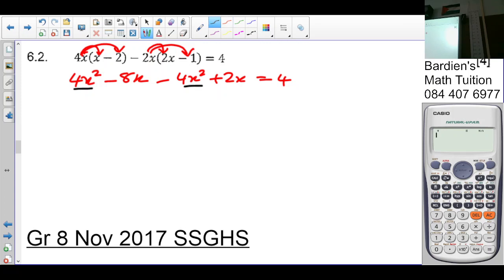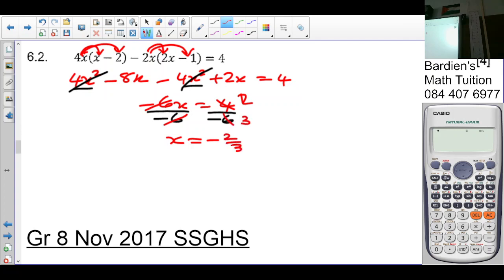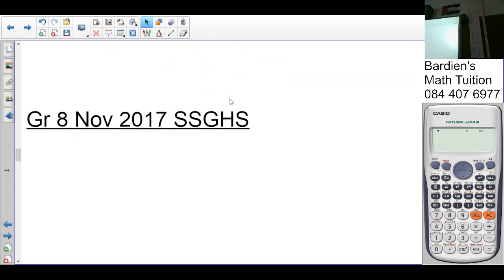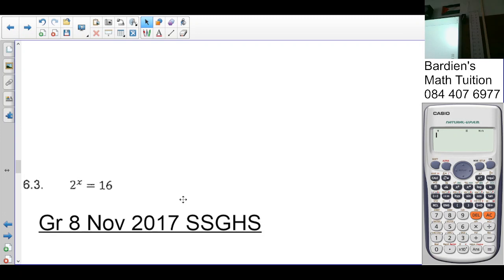So I'm going to look for like terms here. So 4x squared minus 4x squared will cancel. Negative 8x plus 2x is negative 6x, is equal to. So what do I do now? Divide by negative 6 both sides. So x is equal to, positive divided by negative is negative. 2 goes into 4 twice, into 6 thrice. It's negative 2 over 3. Okay. Please simplify here if you get that answer, okay? I know many of you stopped there before simplifying.